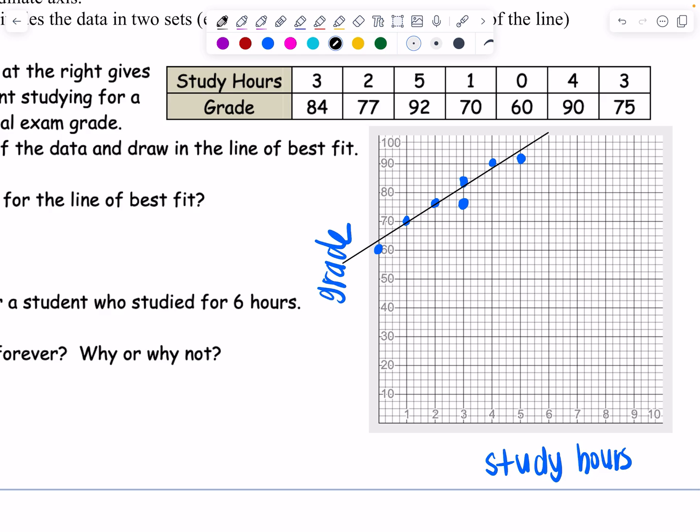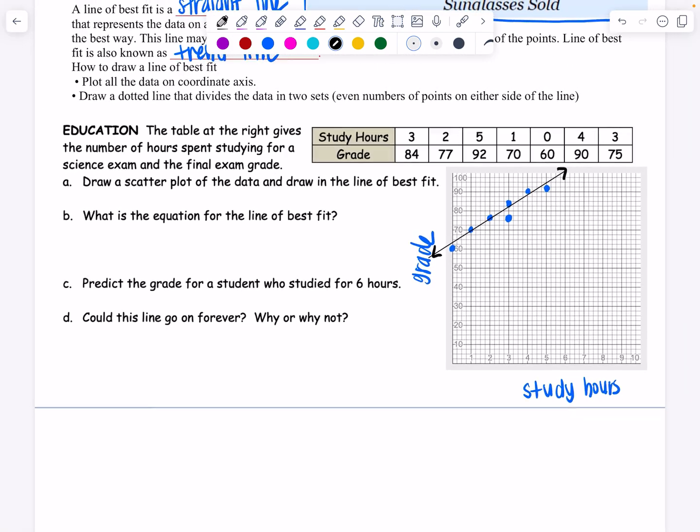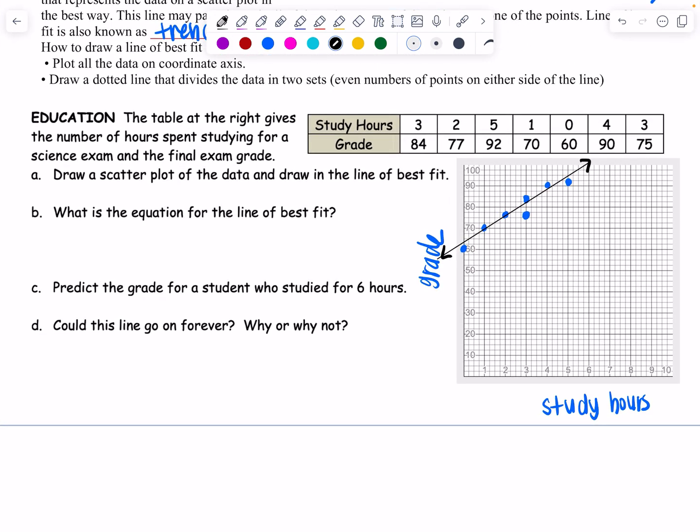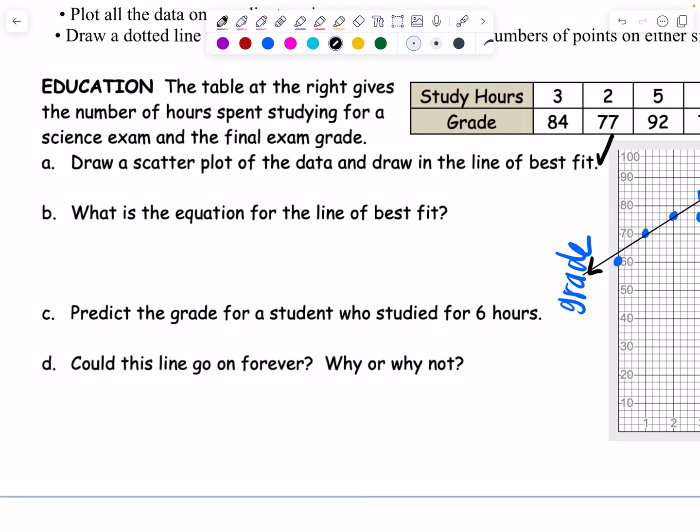So when you draw in a trend line, there's going to be some human error. And so it says, draw a scatter plot of the data and draw in the line of best fit. So you're going to do that on your own sheet of paper. And then it says, what is the equation for the line of best fit? So what we're going to focus on in this class is picking a trend line to match data that's given.